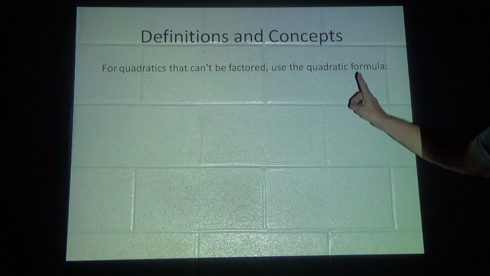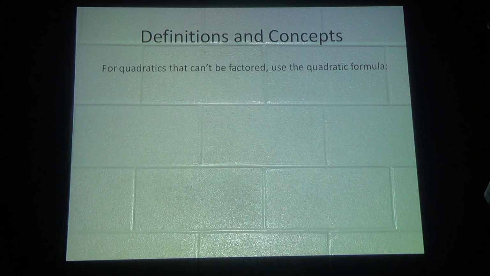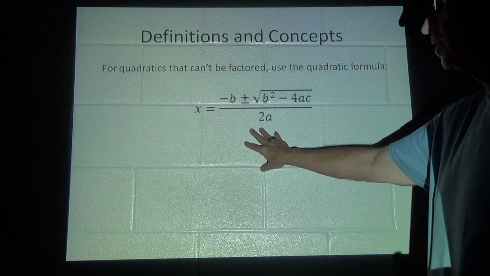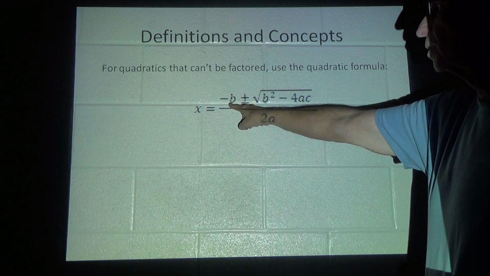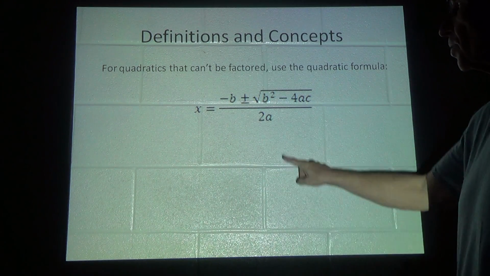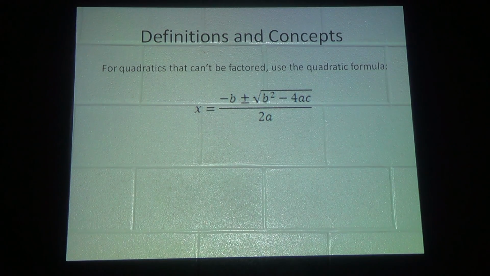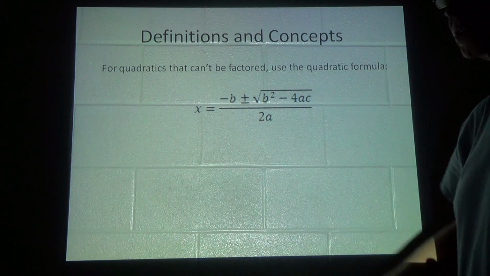Okay? Some quadratics you just can't factor. So in that case, what you want to do is use the quadratic formula. The quadratic formula is this nice little thing right here. X is equal to negative b plus or minus the square root of b squared minus 4ac. All of this is divided by 2a.